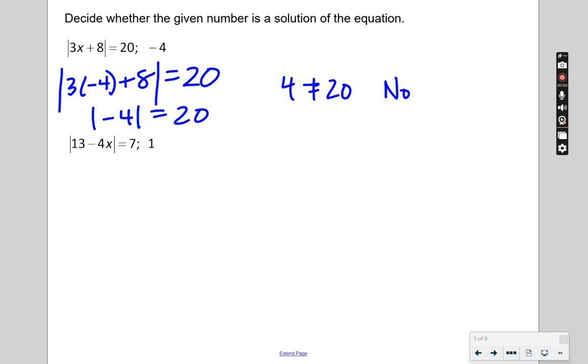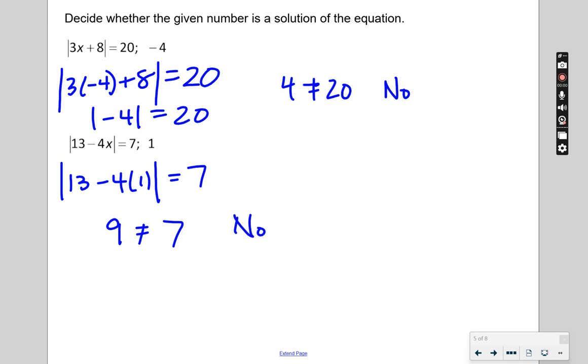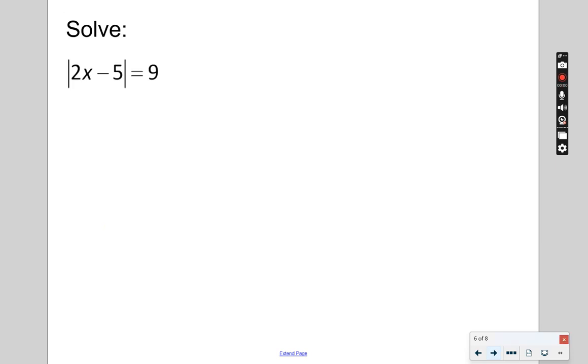All right, for the next one, they want to know if 1 is a solution. So let's plug in 1. What do we get when we simplify this whole thing? 9. Does 9 equal 7? No. Did you think this one had to be yes because the last one was no? Don't ever assume. Okay. Solve.